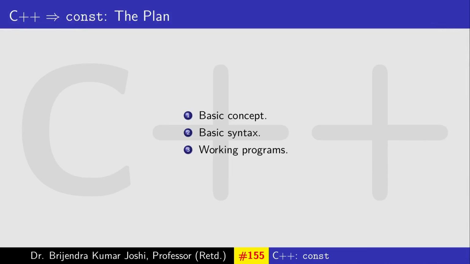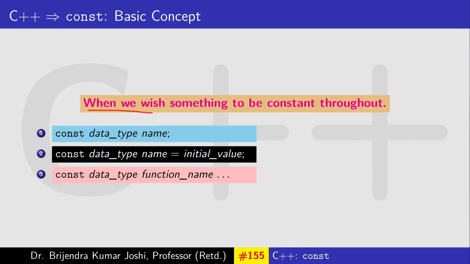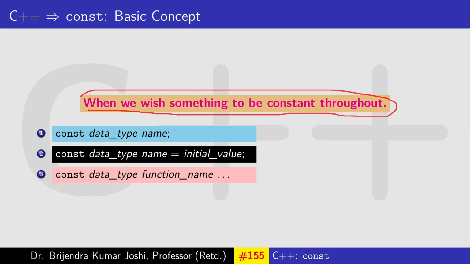So as usual, we'll first look at the basic concept, then the basic syntax and a working program. When we wish something to be constant throughout, then we use const. Const is a keyword, so we cannot use it for any other purpose except for which it has been defined.